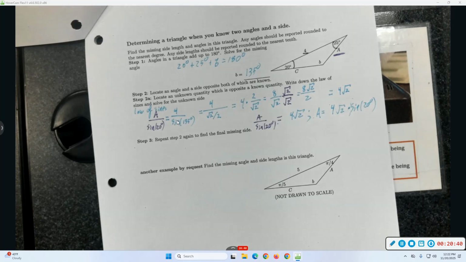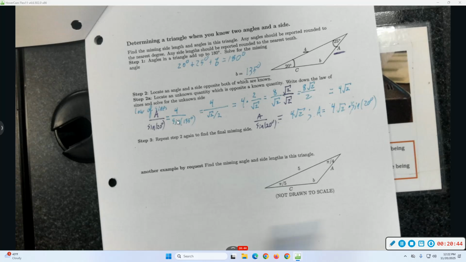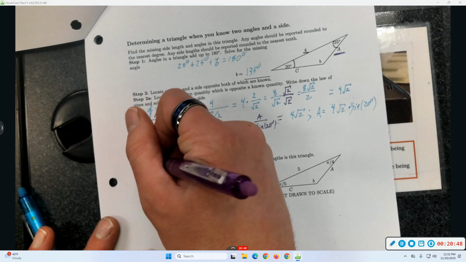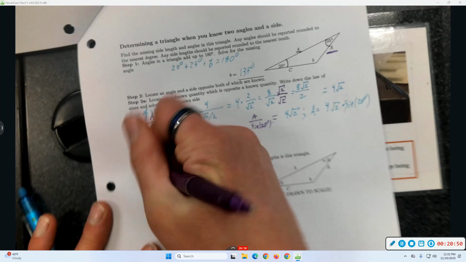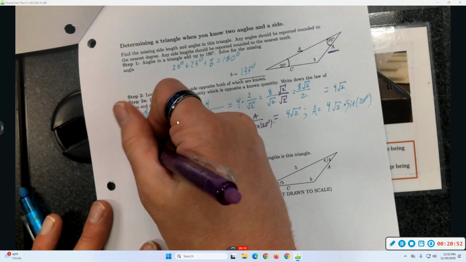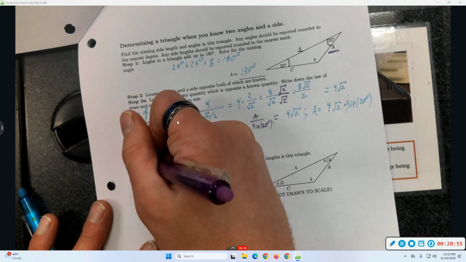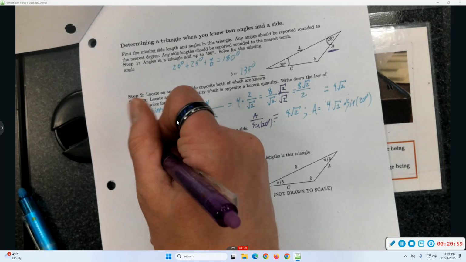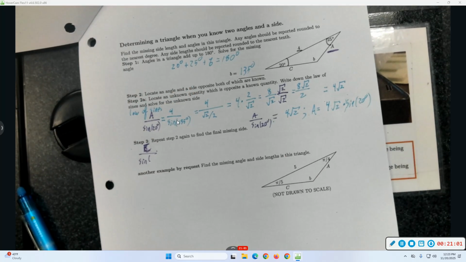Could we do the same thing to find the other missing side? Yeah, let's write down the equation we get. I see B divided by the sine of the angle opposite B. Nope, not B, C. C is the missing side. What's the angle opposite side length C?